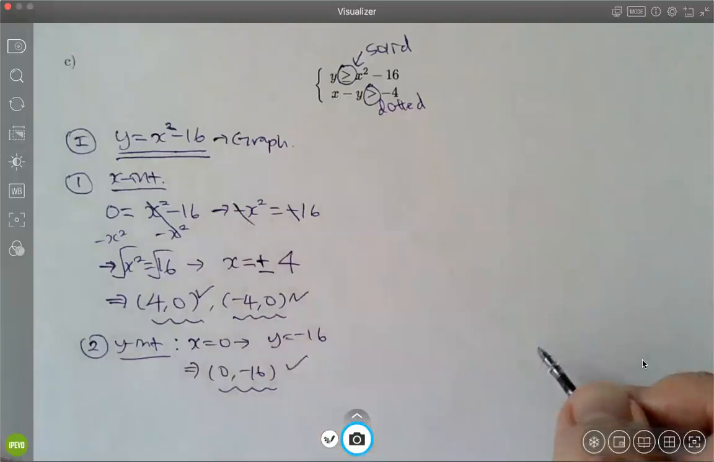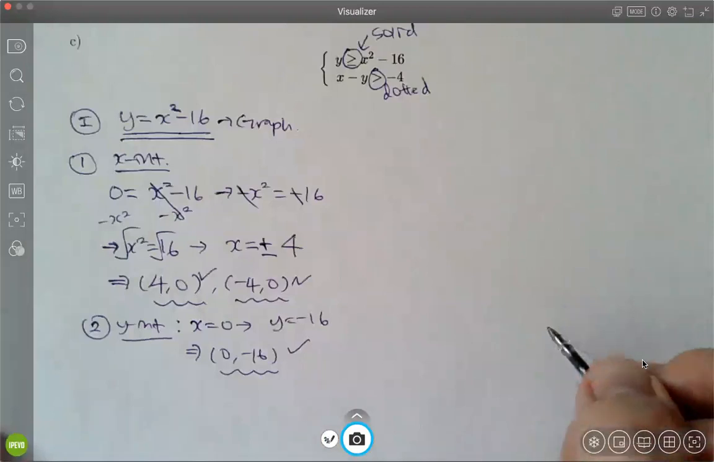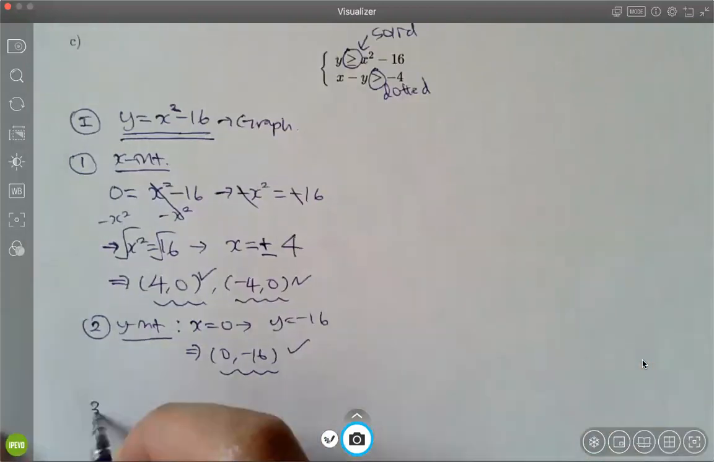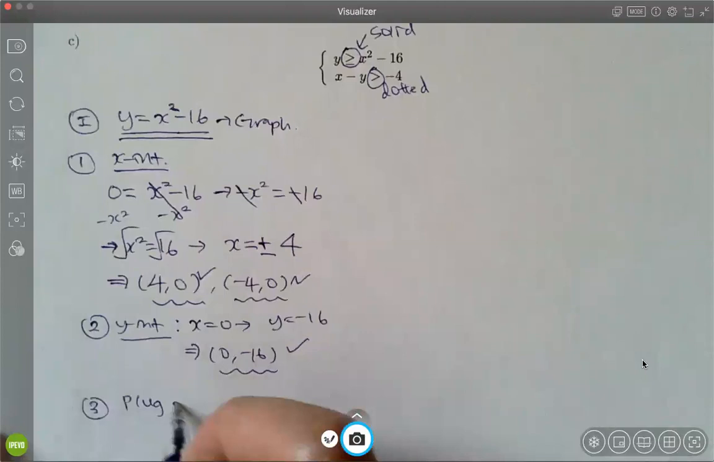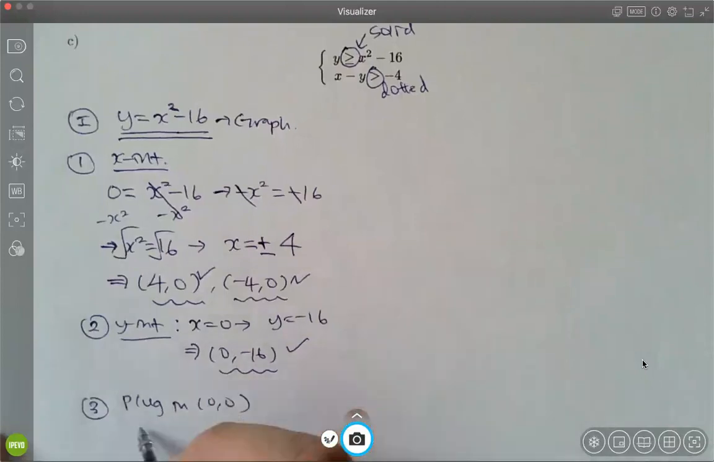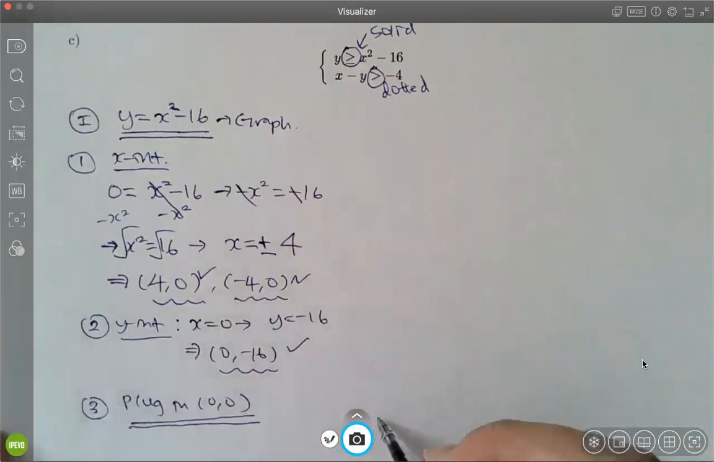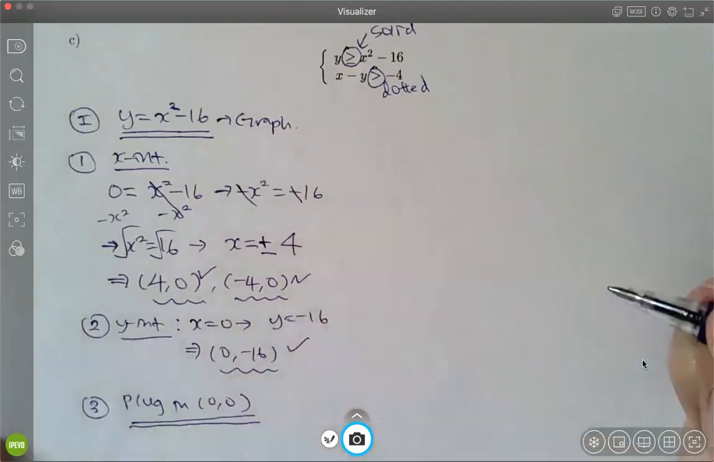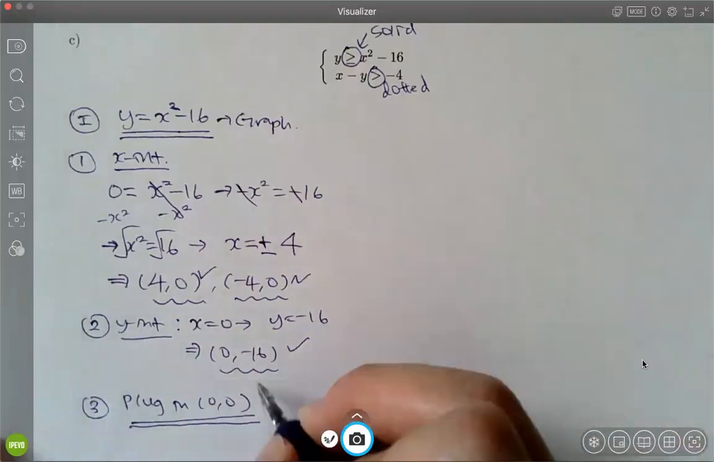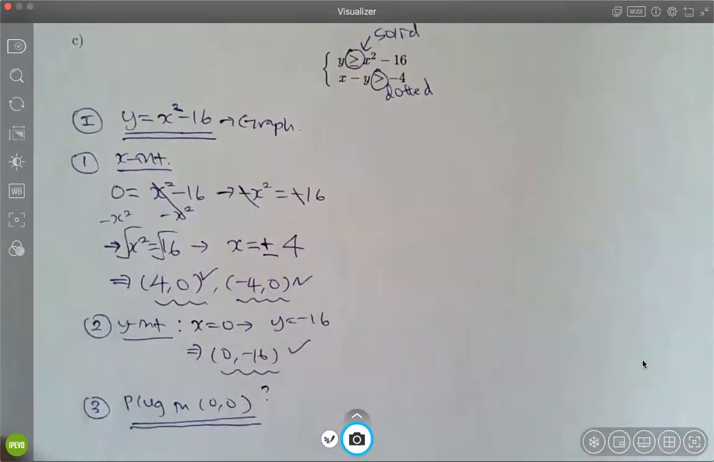Okay. And now, the third thing. We have to plug in (0, 0). Okay, so now, what is one small issue? (0, 0) might be on the boundary. In that case, we cannot use it, right? So let's see whether we can plug in (0, 0). Okay, so first, let's sketch the rough graph.